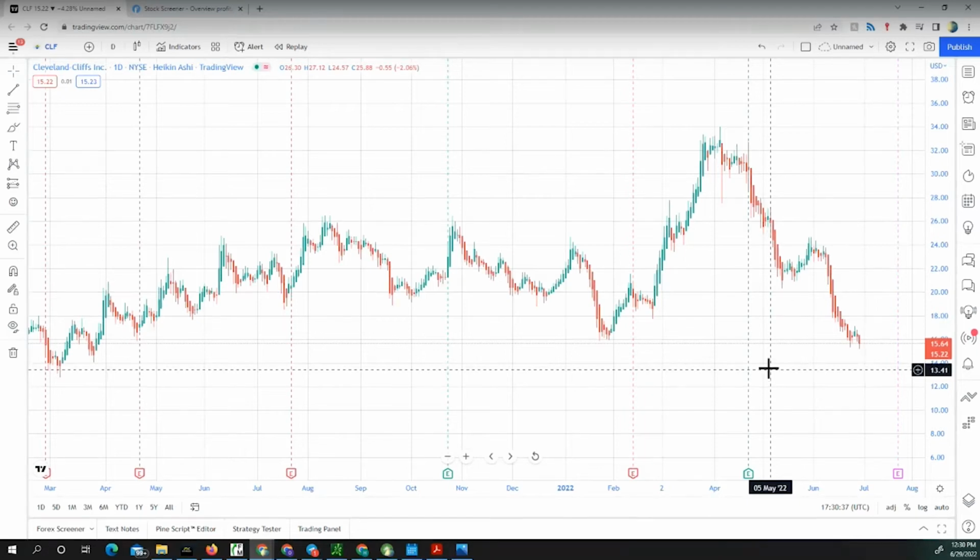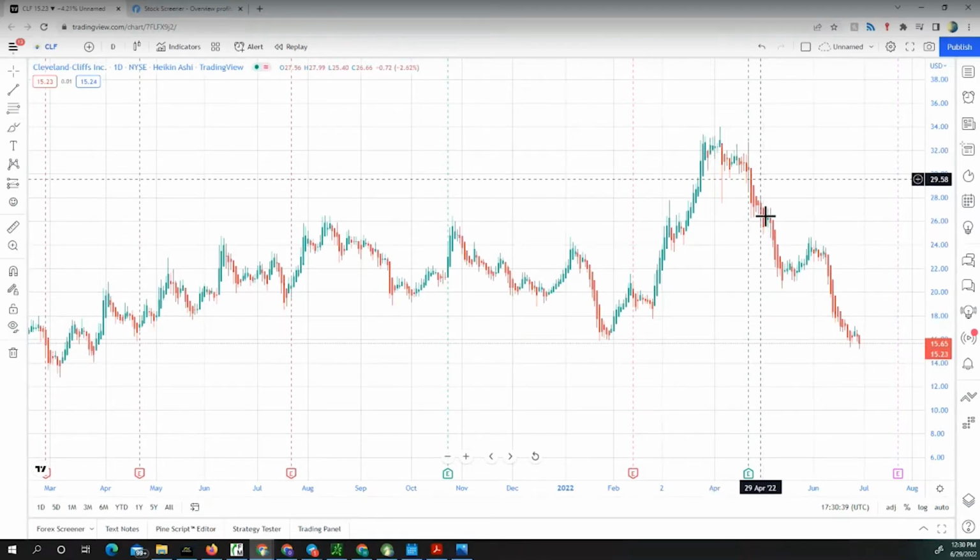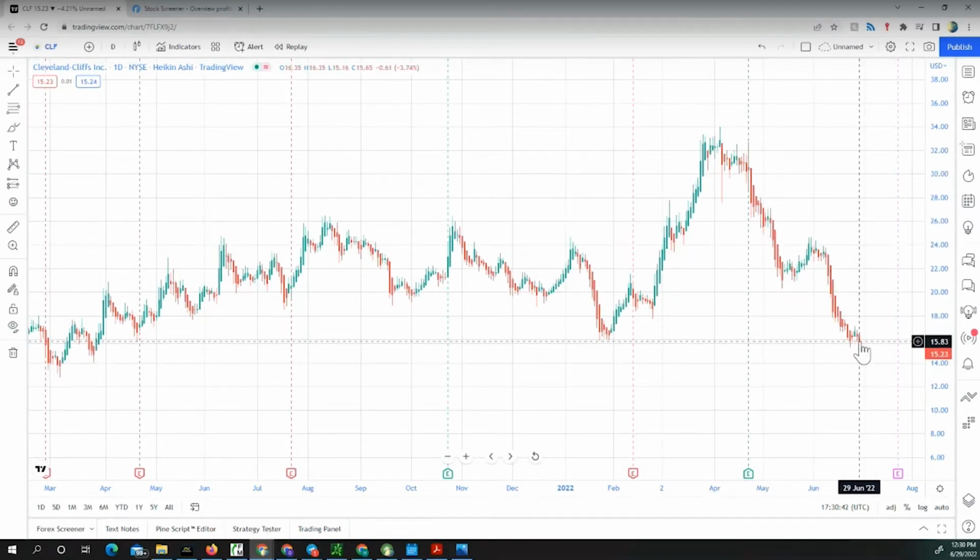You are at a point of the stock where it has gone down, and chances are, like a lot of stocks do, when they go down, at some point they will start going up, and that's where you want to be. You want to buy when they're down and sell when they're up.